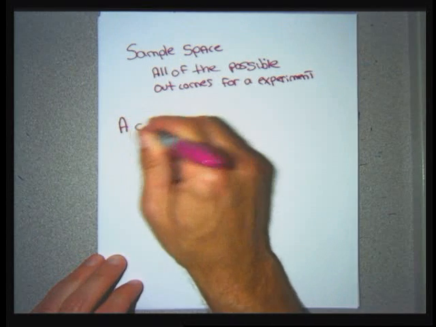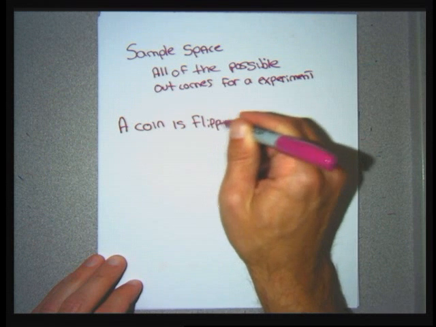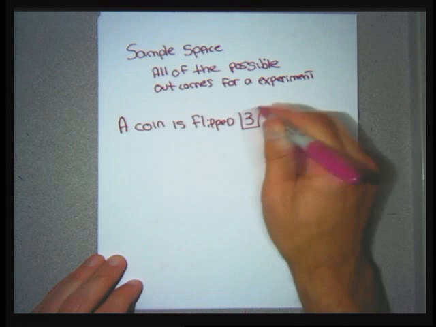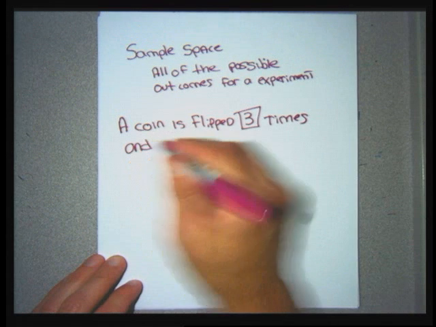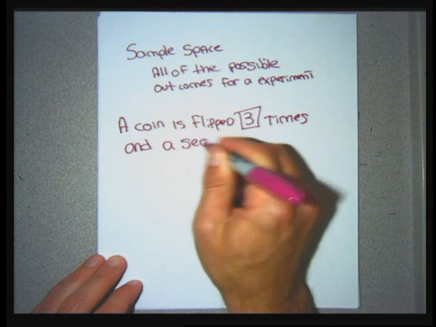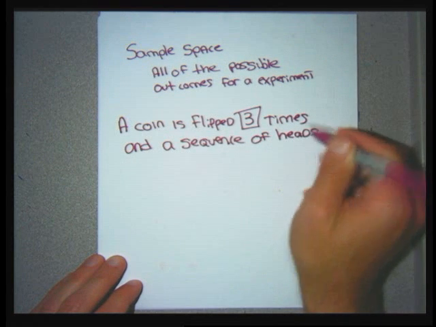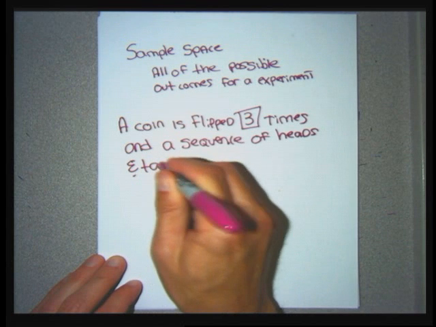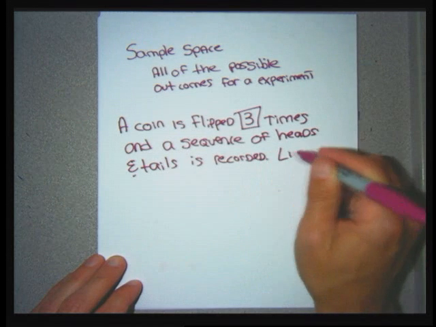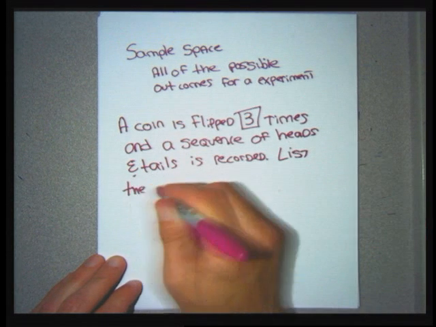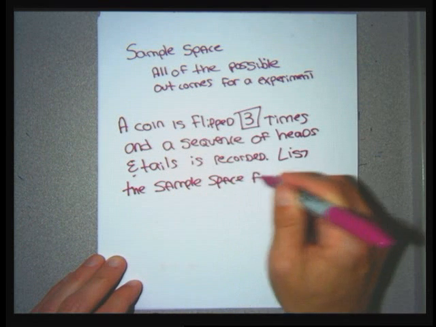A coin is flipped 3 times. 3 is going to be an important number here. And a sequence of heads and tails is recorded. List the sample space for this experiment.